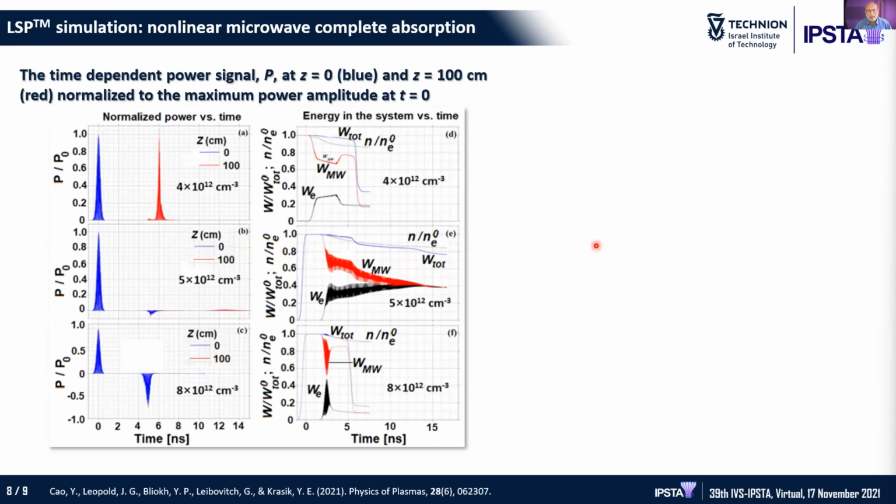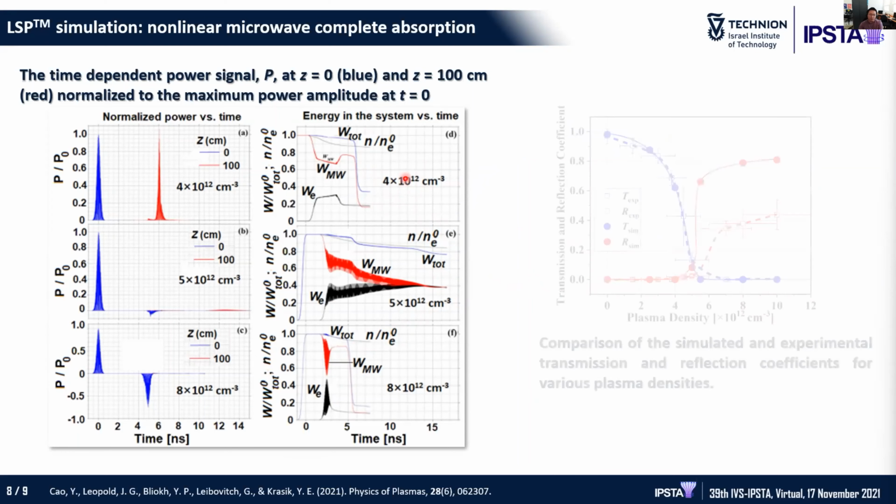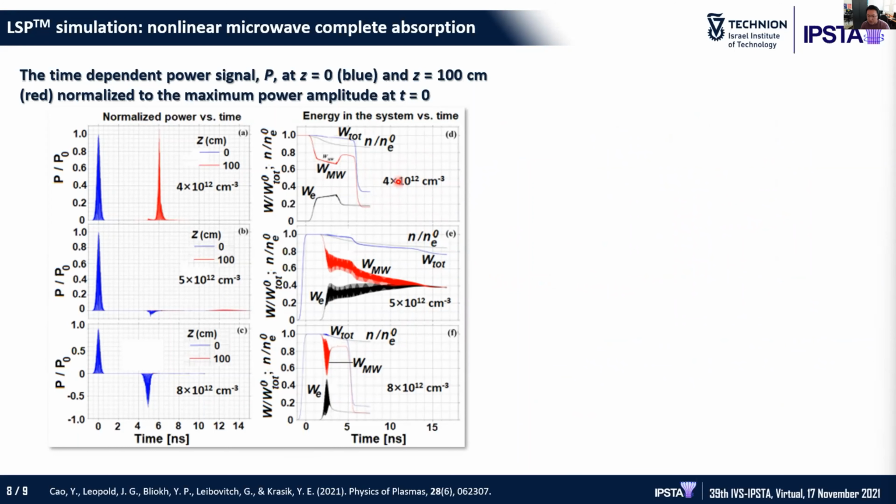Okay, let's take the simulation result at different plasma densities. We calculate the energy of the electrons and the microwave field energy, and also the number density of the electrons. In the case of 4×10¹² per cubic centimeter, we see clearly the microwave pulse transmitted without power loss. In the case of 8×10¹² per cubic centimeter, we see almost no transmission and a strong reflection. But in the case of 5×10¹², we see a lot of the power has been transferred to the electrons, and there is almost no transmitted or reflected pulse.